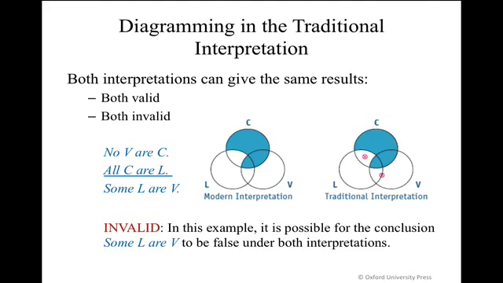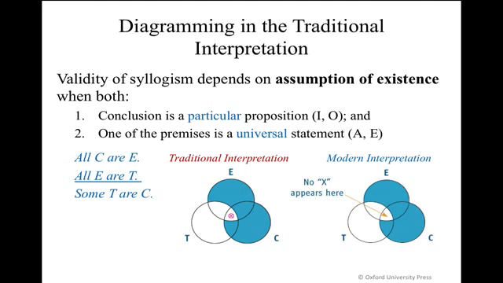What I mean by that is this. If you look at the modern interpretation and you see that you don't have an X in the area that's designated, that means that the argument that you see on your left, all C are E, all E are T, some T are C, is invalid on the modern interpretation, but it's valid on the traditional.